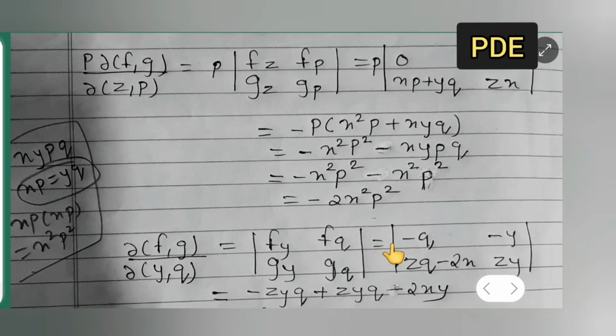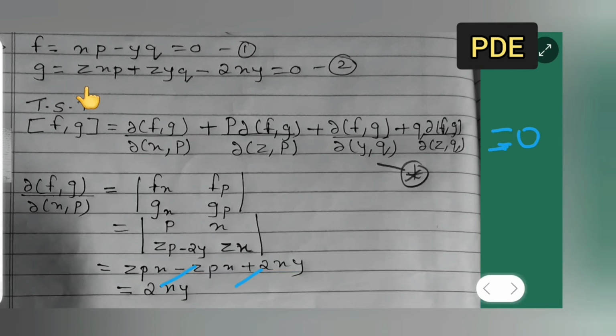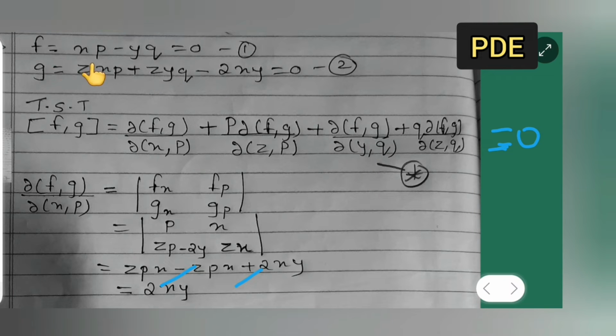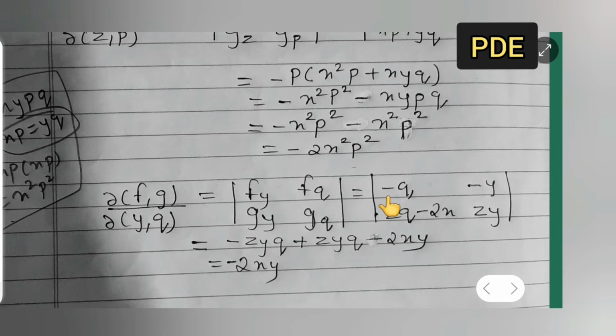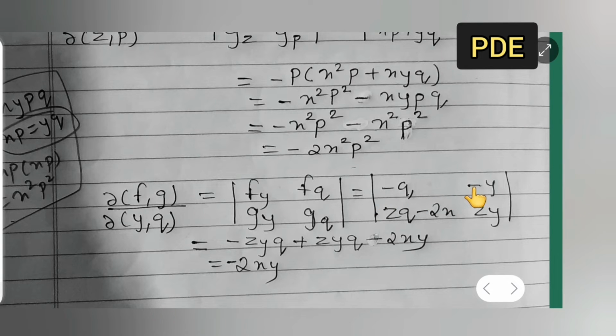Next you all need to find out this. The same way you all have been doing. We are done with the first one, we got the second one, now we need the third one. This one: tau of f comma g upon tau of y comma q is equal to fy fq, gy gq. So differentiate f with respect to y, you are going to get minus q, right? Plug the value over here. Differentiate f with respect to q, what you are going to get? Minus y over here. So plug the value over here.